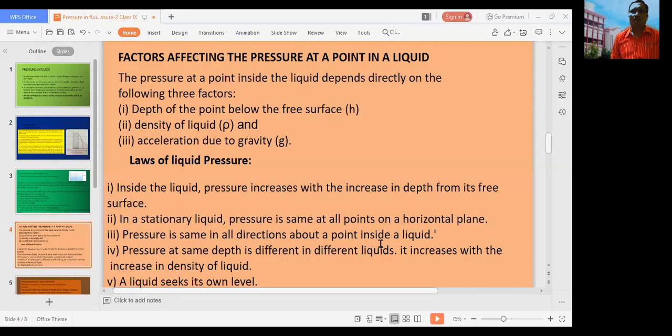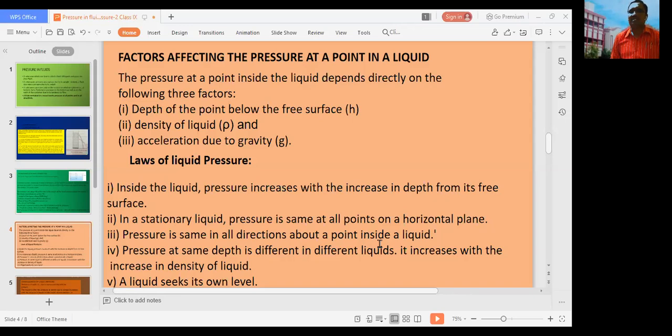Next, factors affecting the pressure at a point in the liquid. Previously we said pressure P is equal to h rho g. So what are the three factors? First, the depth of the point from the free surface, h; second, the density, rho; and third, the acceleration due to gravity, g. These are the three factors.